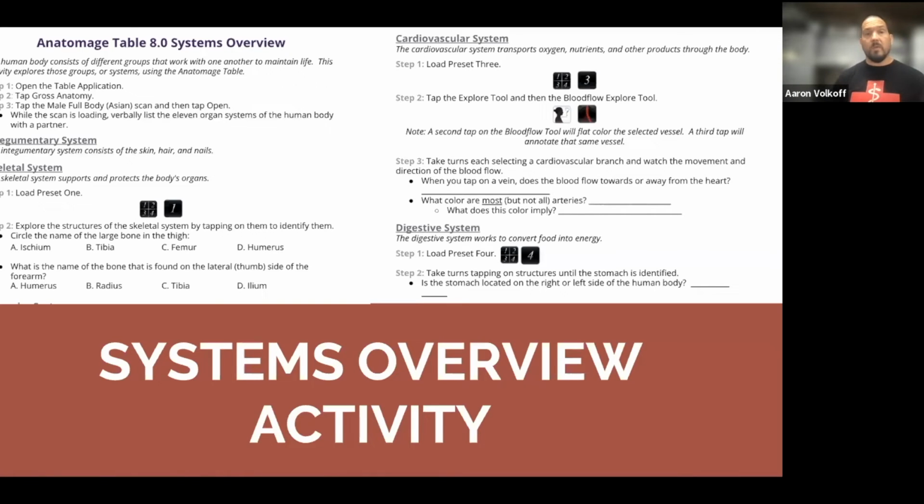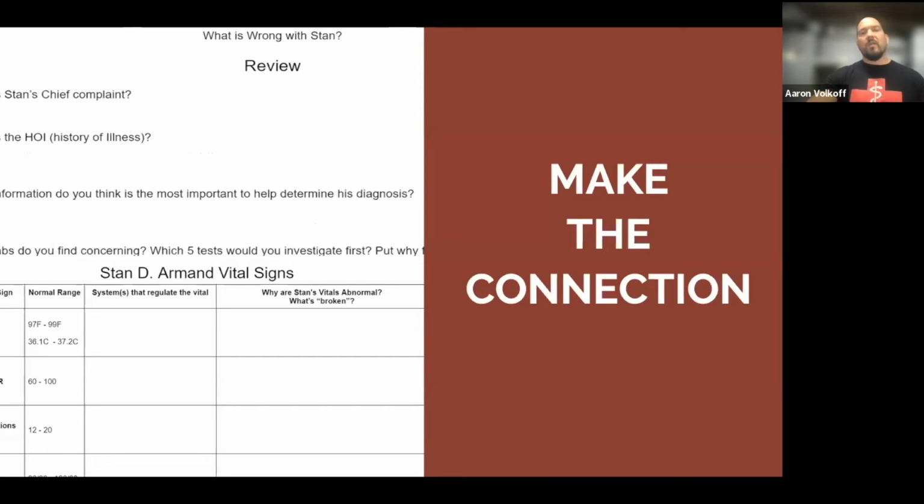Part of step one is a systems overview. So again, this is a review, or for some of my students, it's the first time that they start to realize the heart is part of the cardiovascular system. So they will use the Anatomage and go over the systems overview activity and other connections to the body system. While they're doing that, they're working on a worksheet to start making the connection. Now they'll write down on a different sheet Stan's vitals. Now they'll figure out if they're normal or abnormal and why they are possibly broken.